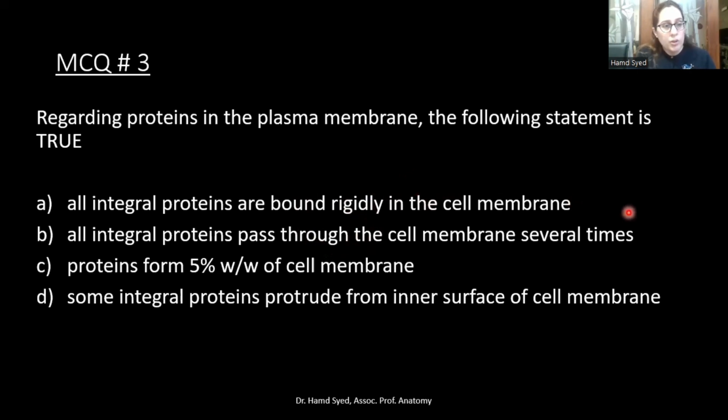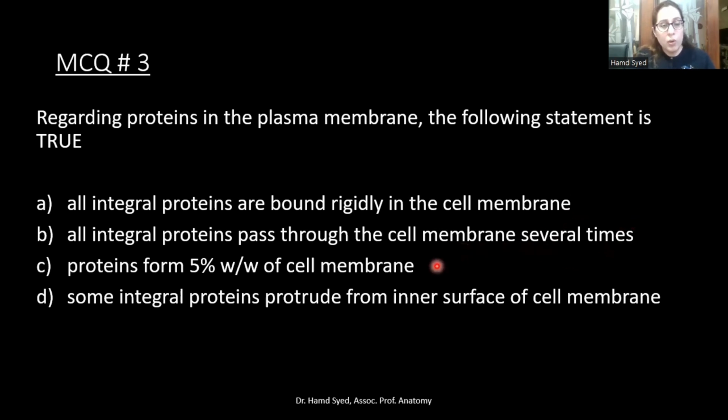Let's look at option B, which says all integral proteins pass through the cell membrane several times. I told you that the integral proteins can be either one pass or multipass. If they're passing through the cell membrane several times, it means they're multipass. But not all of them are multipass. They can also be one pass in which they pass through the plasma membrane only once. So this also cannot be the correct answer for this MCQ.